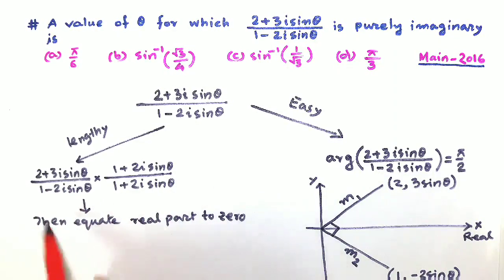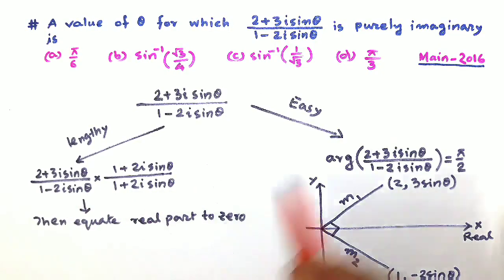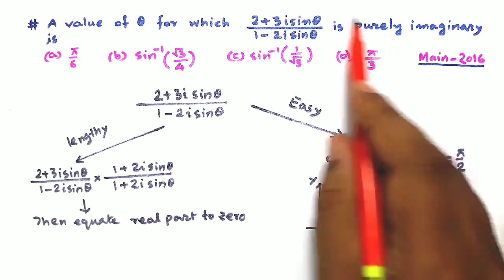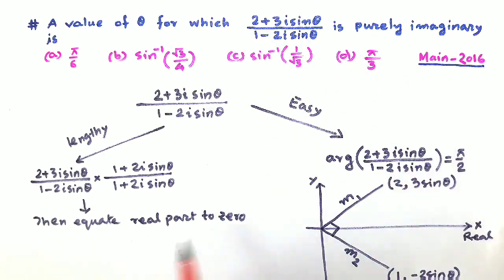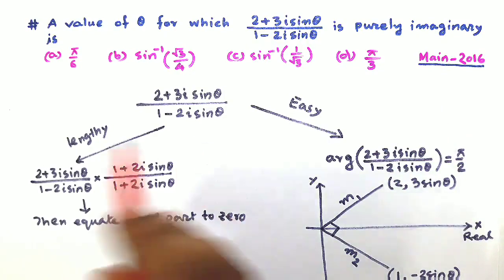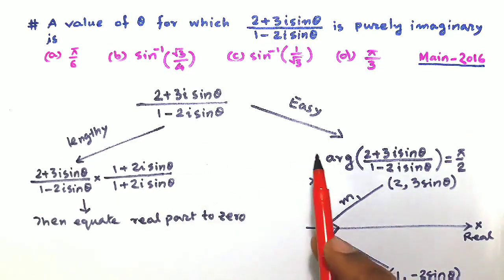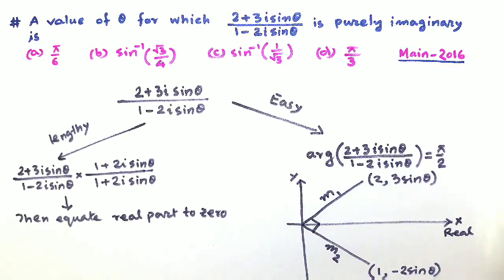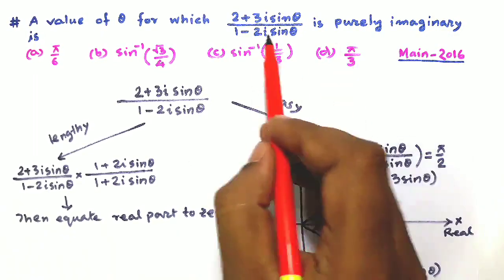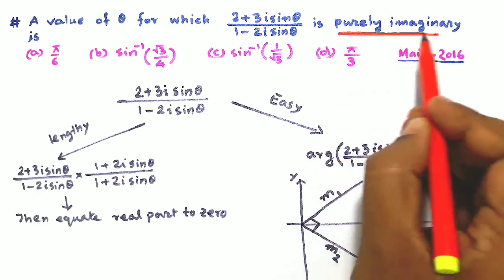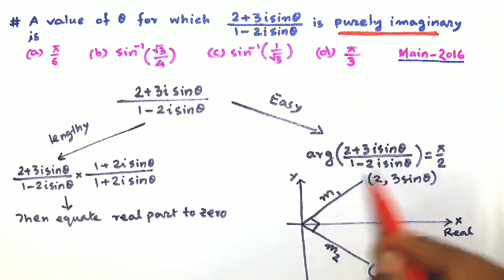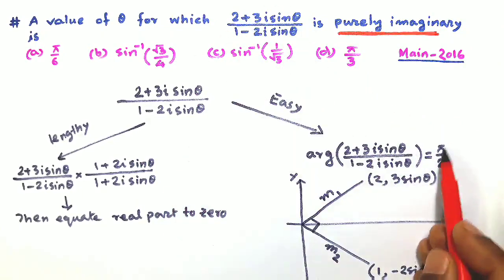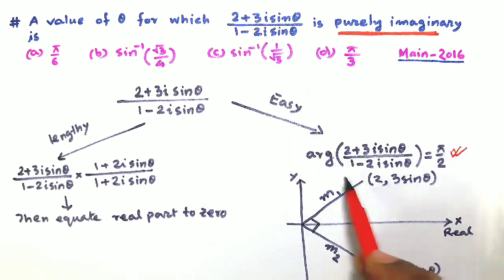Okay, and it will be converted to a plus ib shape, and then equate the real part to 0 because it is given that this is purely imaginary. So from this you will get theta, but this is a lengthy process. I shall show an easy way to find the value of theta. If you know the straight line in the class 11 standard, then it will be very simple for you. Now see that this is purely imaginary. If it is purely imaginary, then obviously the argument of this complex number is pi by 2. You know this one. This is a very important step here.